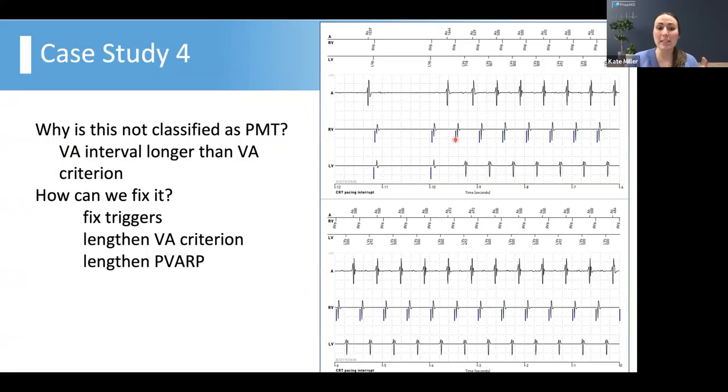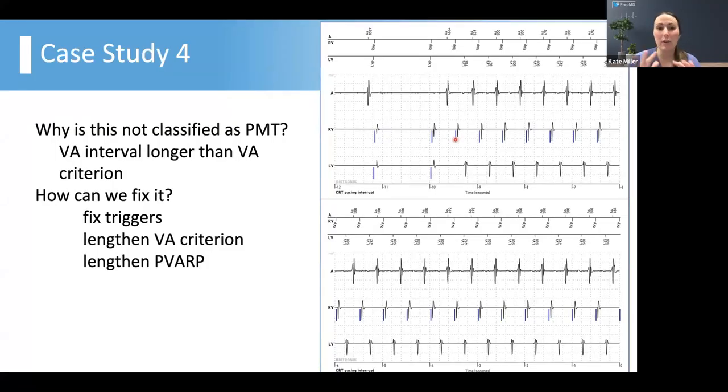But what you could do is lengthen that VA criterion, which is something very specific to Biotronik. If we lengthen that to, I think the longest we can go is 500, maybe lengthen it to 400. Now that VA timing will be less than the VA criterion, which will allow the PMT termination algorithm to be satisfied, which will allow the termination algorithm to kick in.